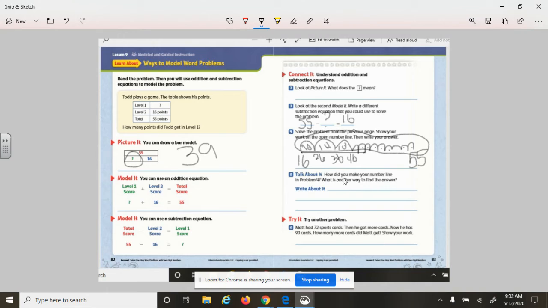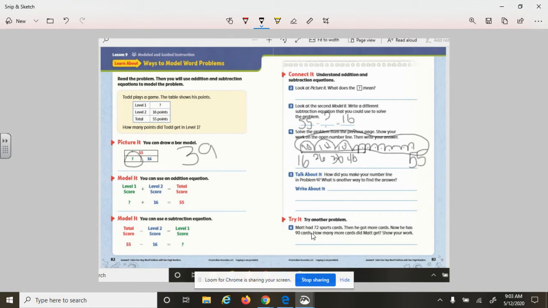Question 5 says, how did you make your number line in problem 4? And what's another way to find the answer? We've already done that together because the first time I did it, I made my number line by subtracting 55 minus 16. But another way that I could make that number line is counting up from 16 to get to 55. So those are the two different ways that you could show that.